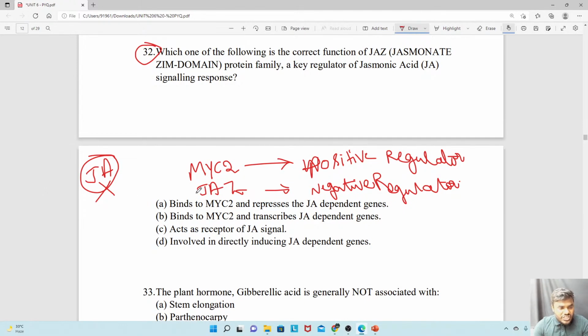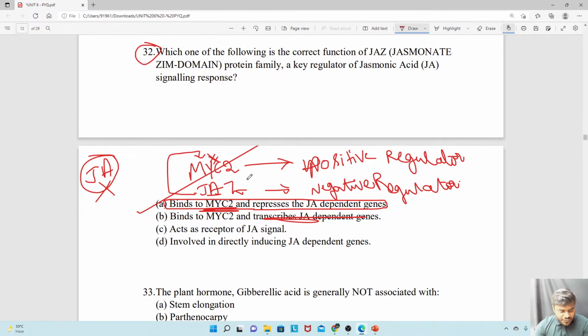Now friends, the JAZ protein, in the absence of jasmonic acid, gets activated. It is a negative regulator and suppresses the positive regulator. When it suppresses the positive regulator, what happens? Obviously, friends, the jasmonic acid action will be completely repressed. So this JAZ binds to MYC2 and it never transcribes, it always represses the jasmonic acid dependent genes. Never forget that. Hence the correct answer will be A.